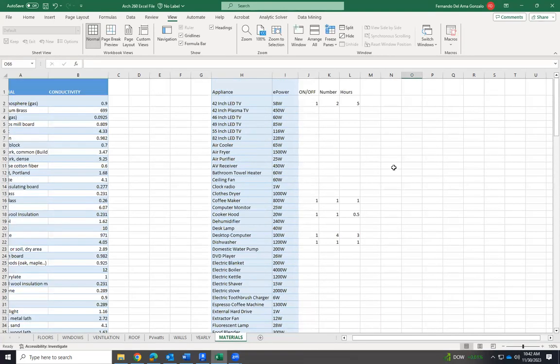Okay, I'm making up these numbers, but this is up to you. So we have the on/off, we have the number of devices, and we have the hours. And here we have the electric energy of the devices.